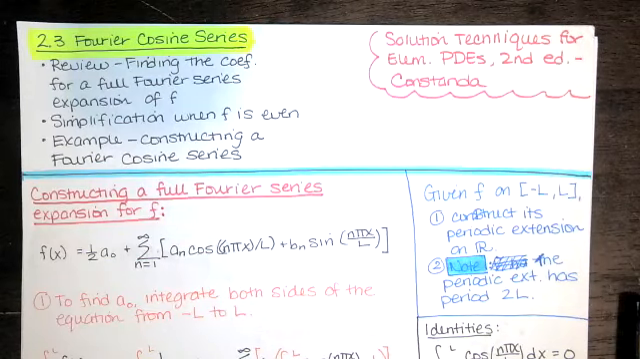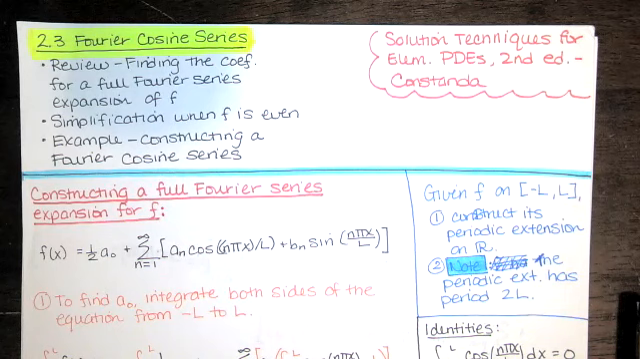In this video, we discuss Fourier cosine series. We will start with a review of finding the coefficients for a full Fourier series expansion of a function f. And then we'll talk about how those formulas for the coefficients simplify when f is an even function, or when the periodic extension of f is extended in such a way that it's even. And then we will construct a Fourier cosine series for a particular function.